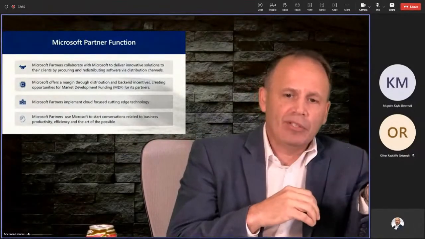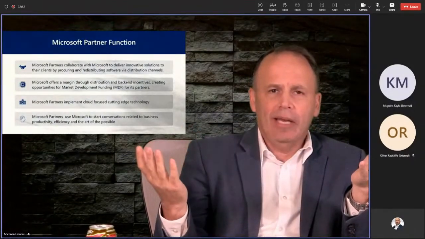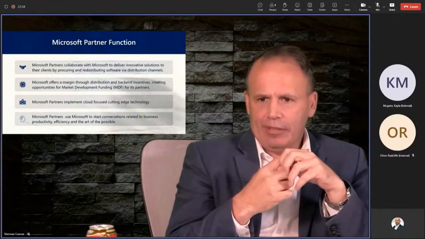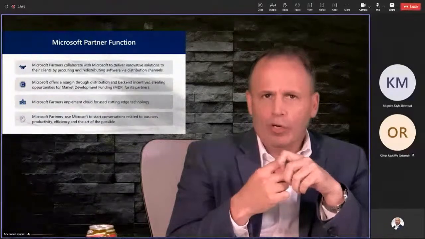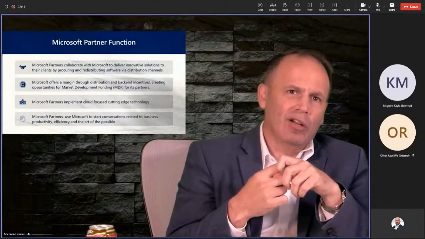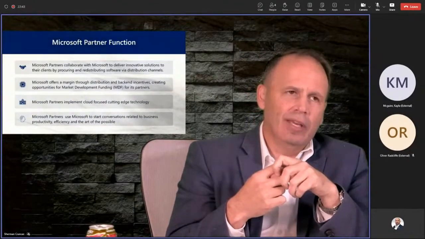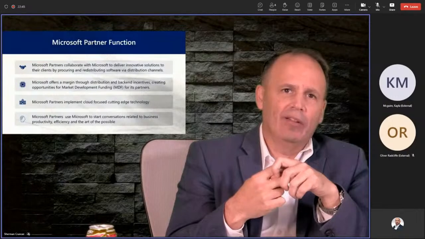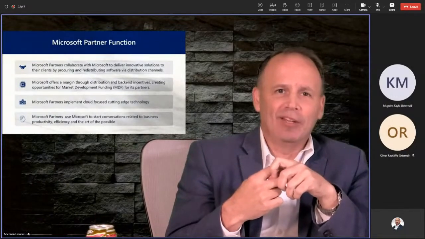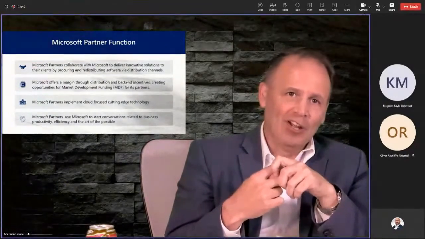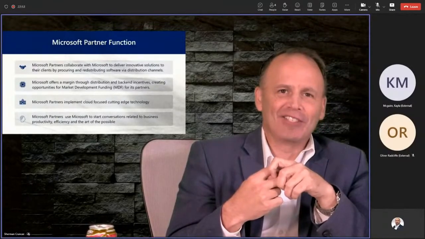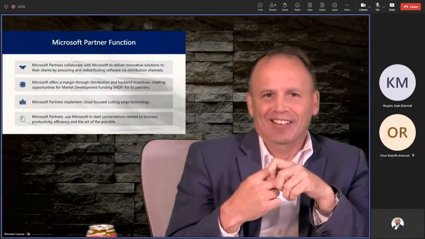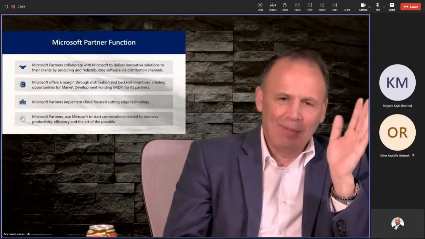Then they implement the stuff, and then what we're finding today, and you probably would agree with this, is that we're using Microsoft to start all the conversations these days. I think AI is sucking the wind out of any other competitor out there, right? And I'd hate to be another competitor just trying to launch a product right now when you have Microsoft AI as literally every conversation. That must be tough. But anyways, that's what the partner function is.